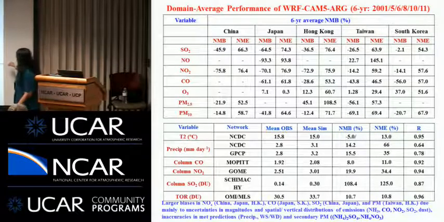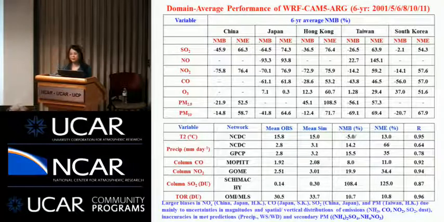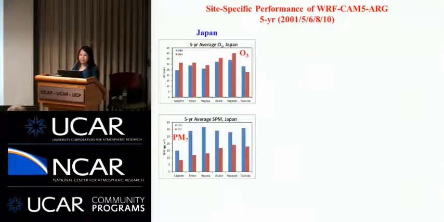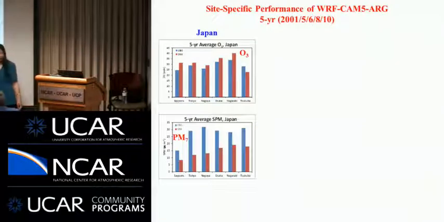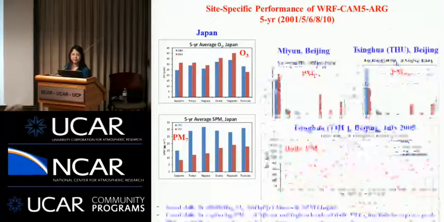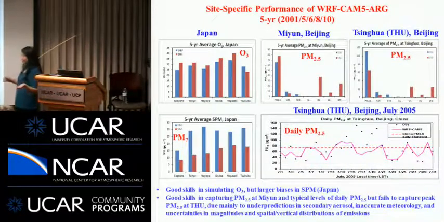Another piece of information from this table is the overestimation of precipitation, which can explain in part the underprediction for PM 2.5 and PM 10. Now, if we take a look at a specific evaluation, what I'm showing here are 5-year average ozone measurements indicated by the blue bar, and the simulated indicated by the red bar, at 6 major cities in Japan. The bottom one is a similar plot, but for PM7, that's suspended PM. What we can see here is the model does a reasonably good job capturing ozone, but it underestimates PM concentration to a large extent.